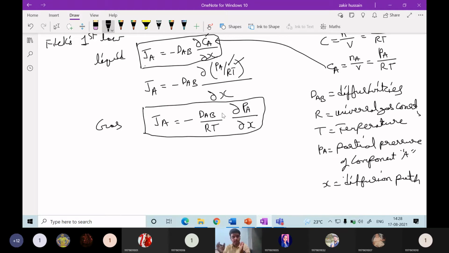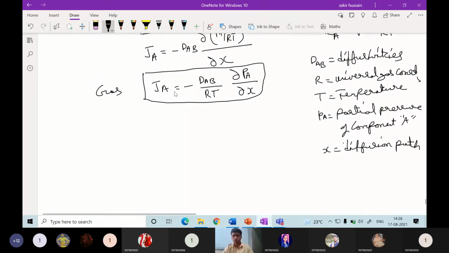But usually in your examination they are giving any one case. Calculate the flux, or find out the flux equation. For any one case they are asking. So it is better to concentrate on this procedure first. So here JA is equal to minus DAB by RT dou PA by dou X.